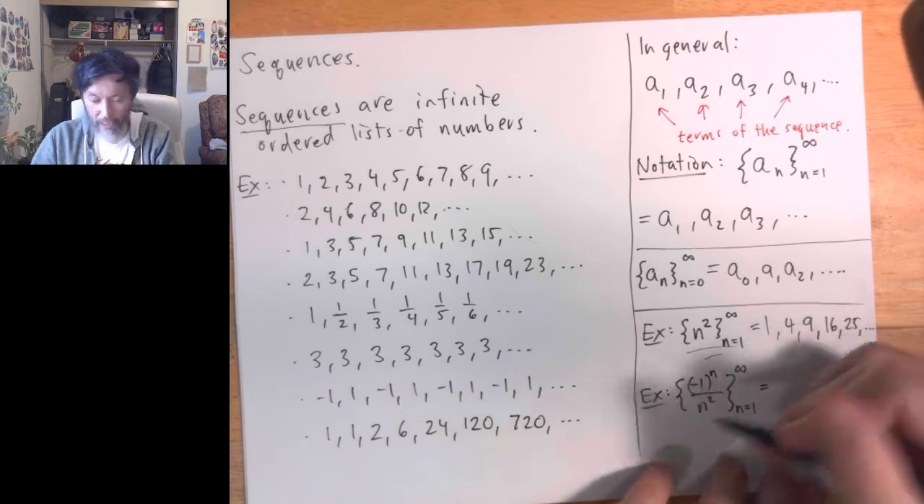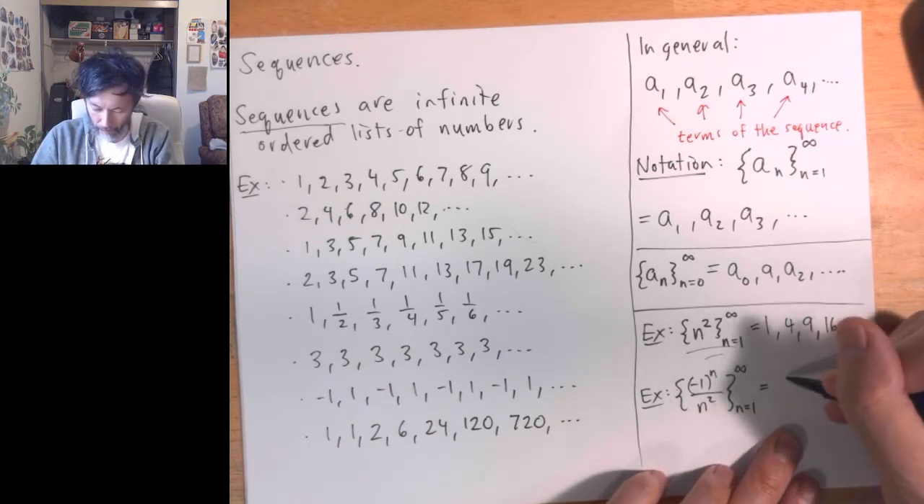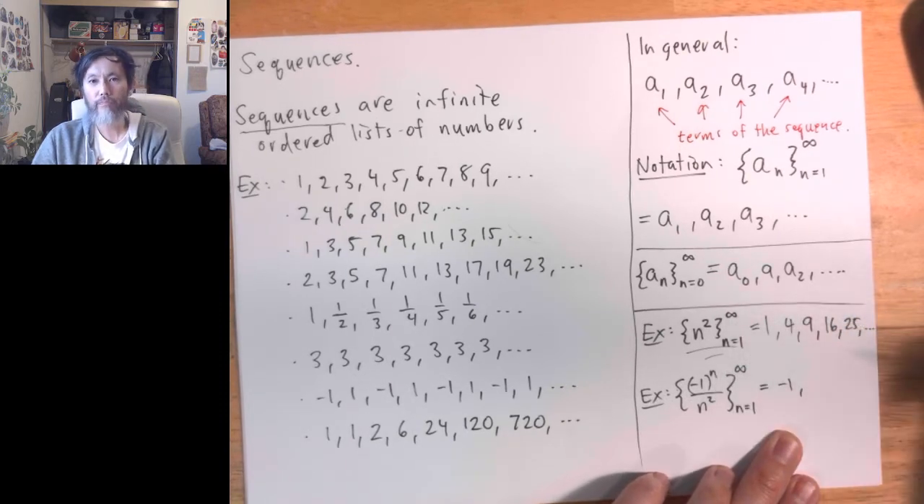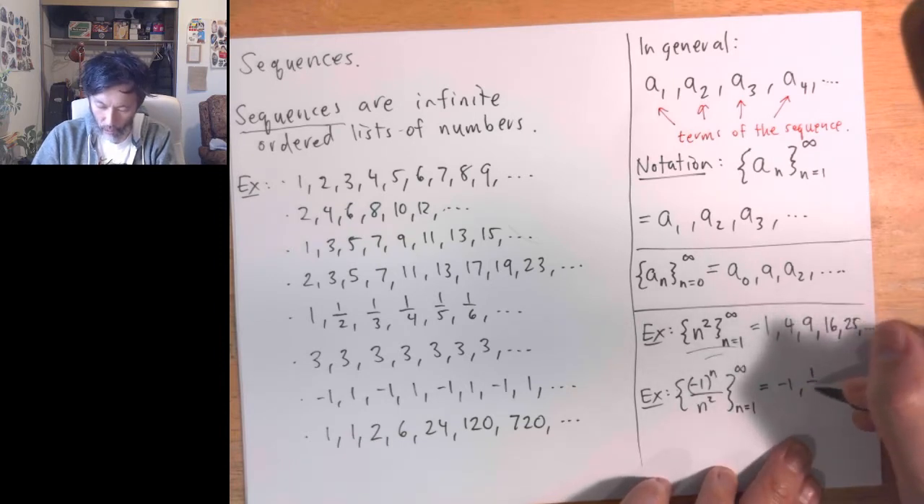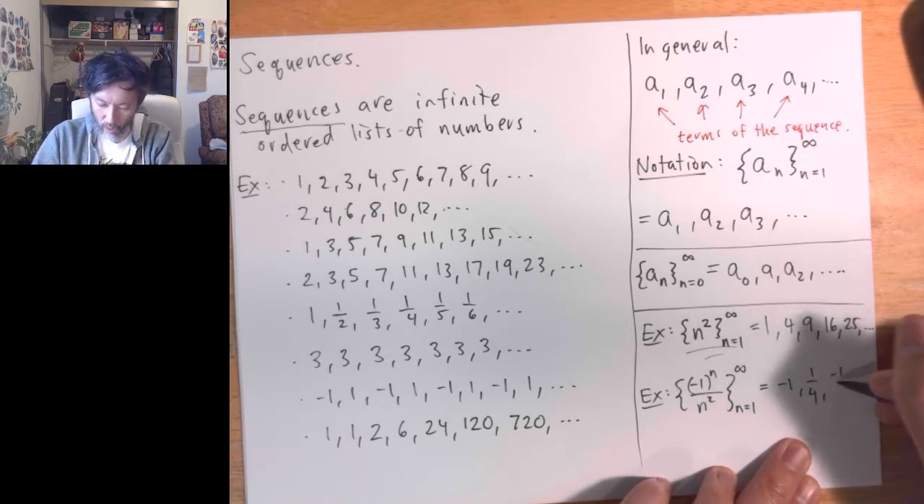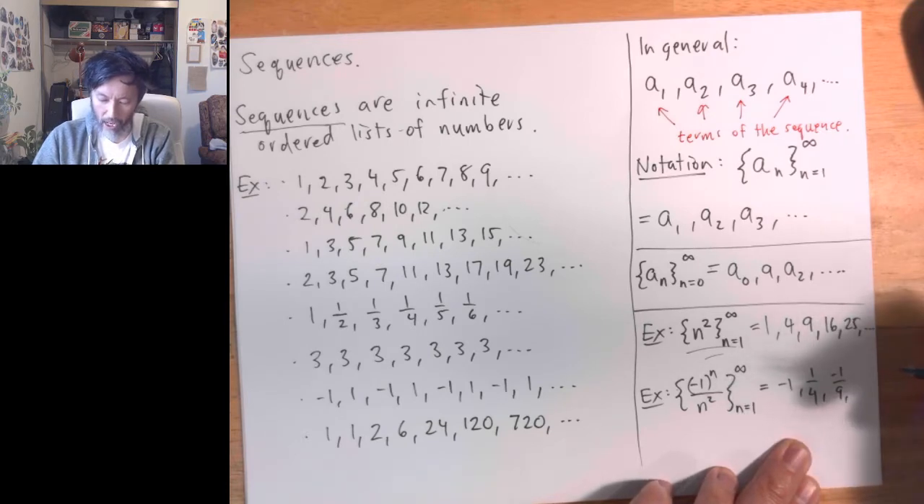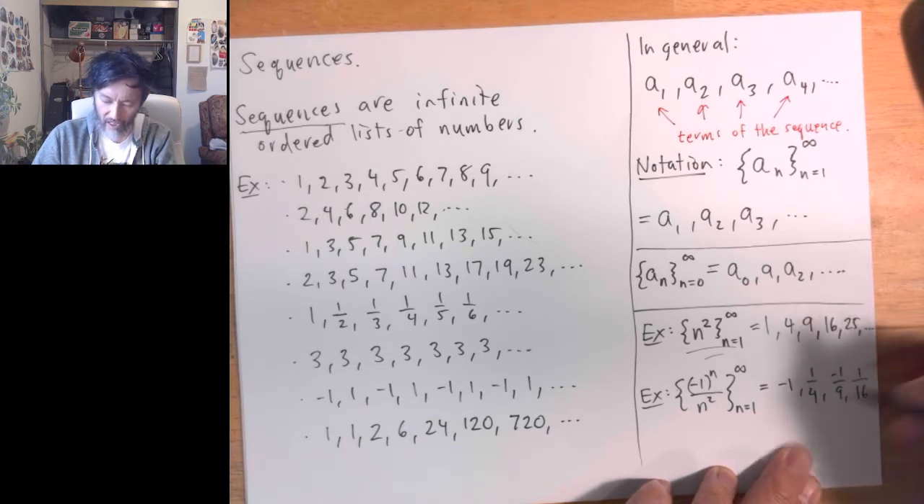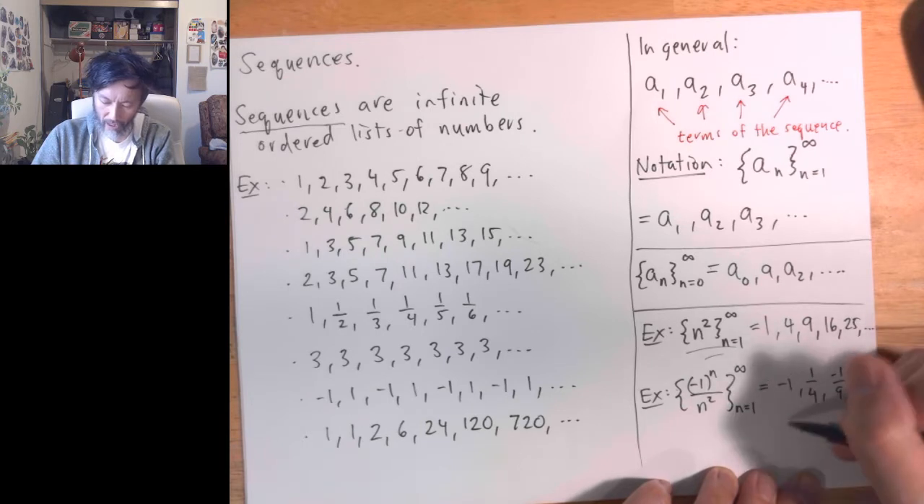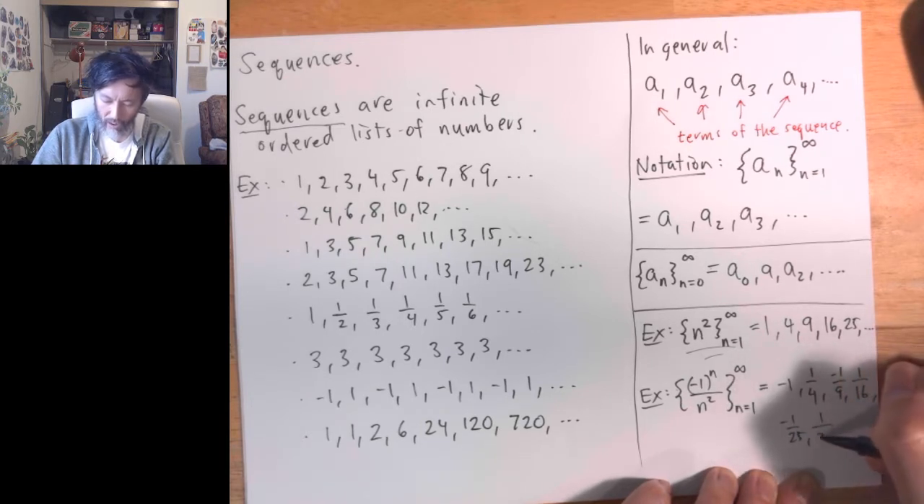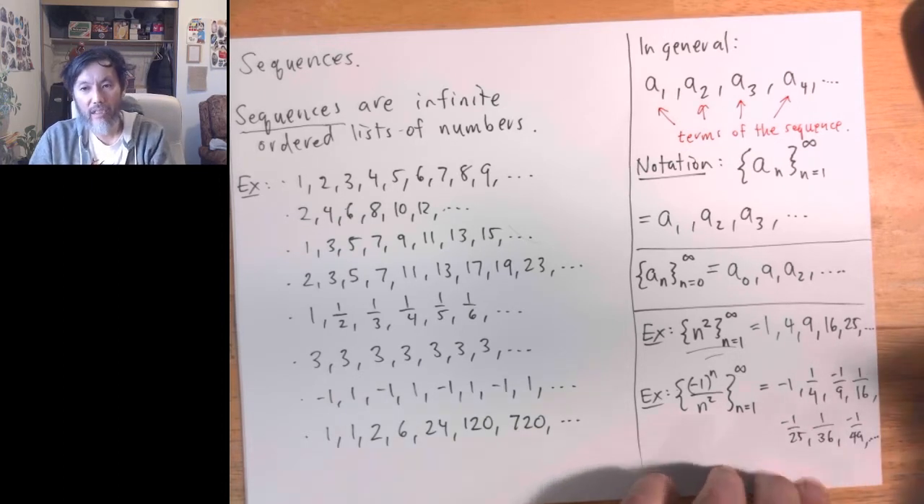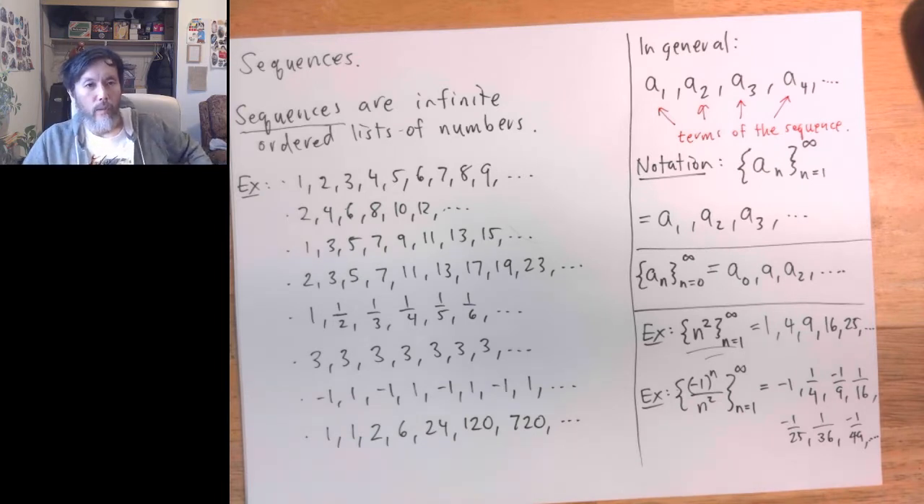Good. So if I write down the terms of the sequence here, what do I get? When n is 1, I get -1 upstairs and 1 downstairs. That's just -1. When n is 2, I get 1 fourth. When n is 3, I get -1 ninth. When n is 4, I get, I didn't screw up, 1 over 16. If we keep going, the next term would be -1 over 25. The next term after that would be 1 over 36. The next term after that would be -1 over 49, etc. Dot, dot, dot, because it never stops. Okay, is this clear? I hope so.